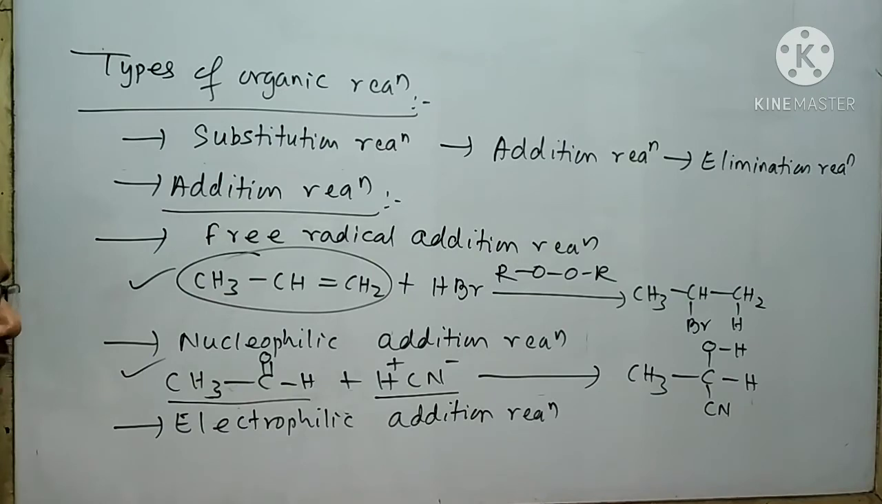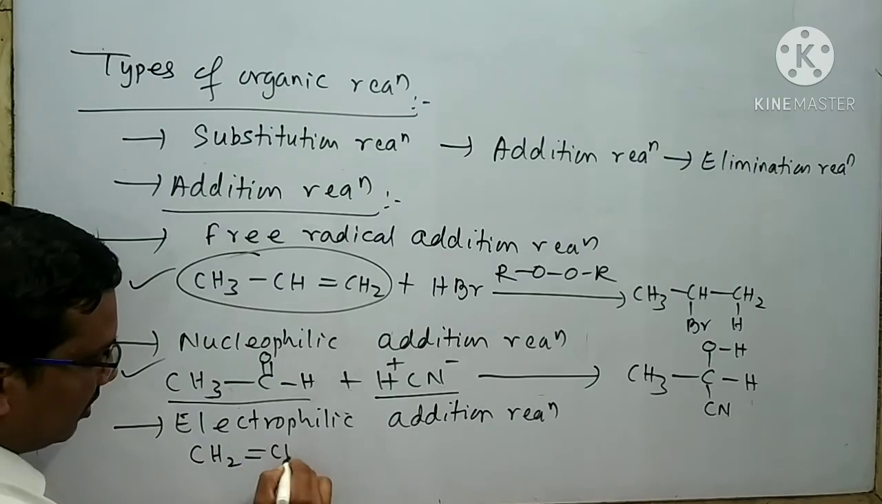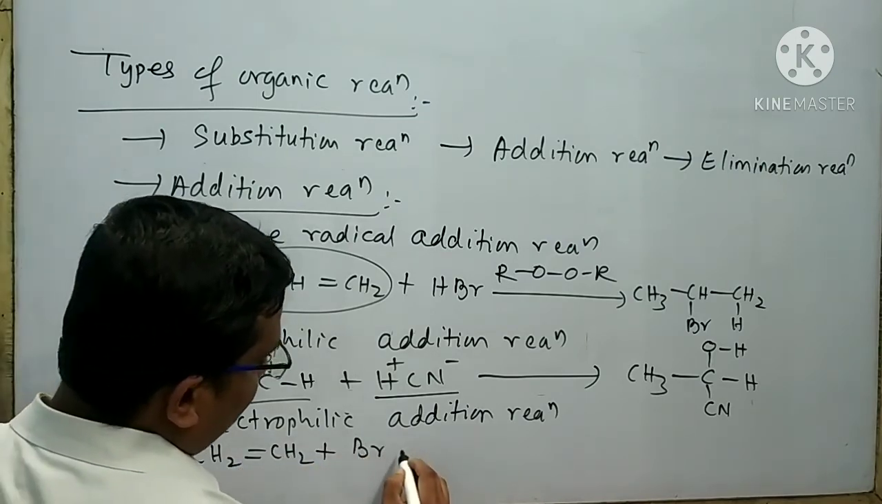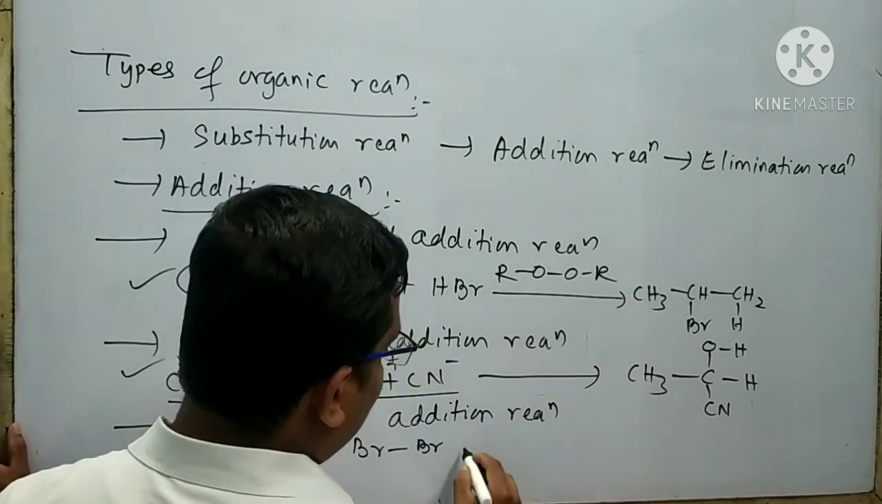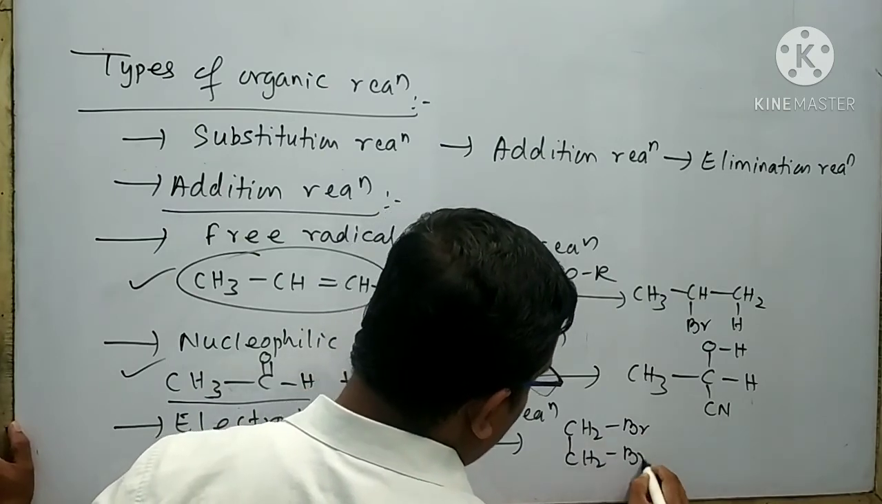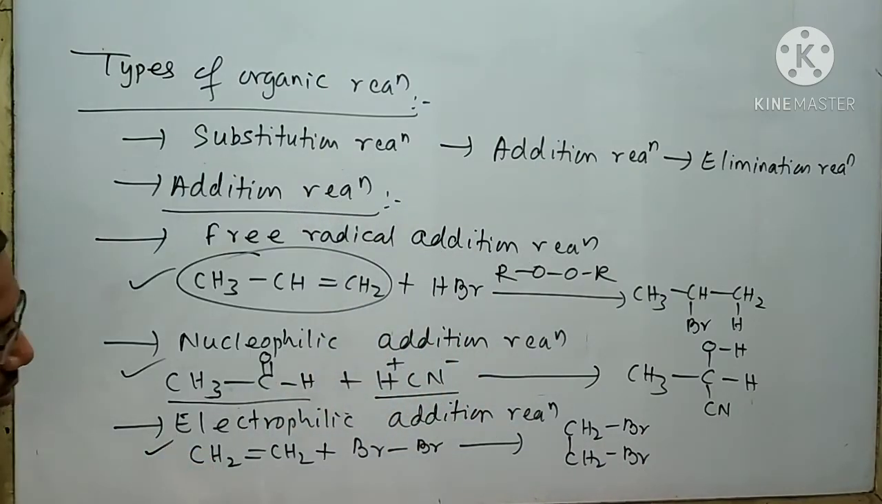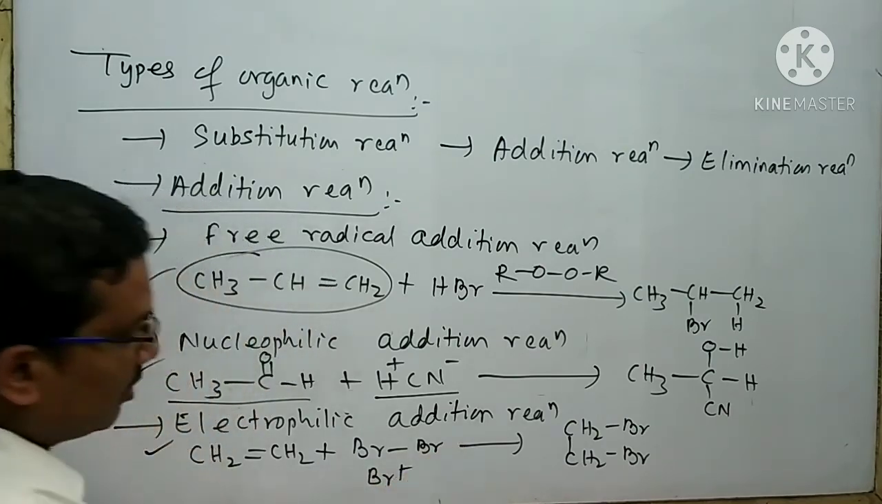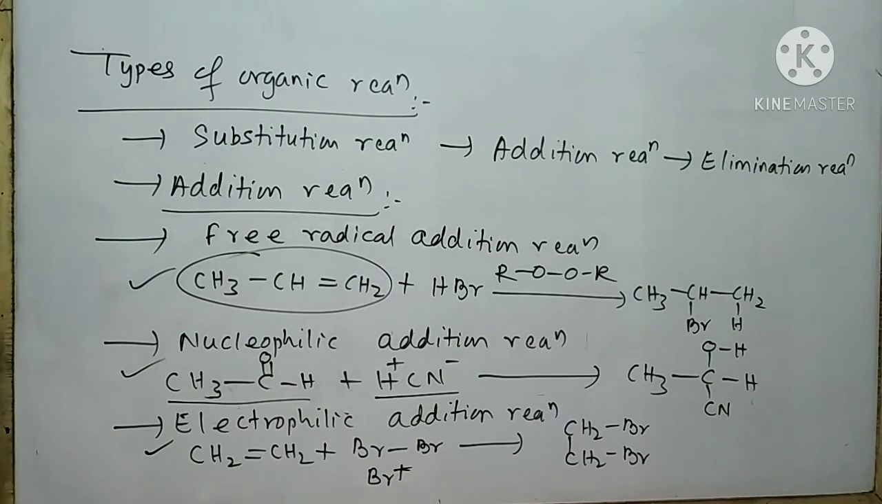Next I will explain about the electrophilic addition reaction. Suppose we take an example. CH2=CH2 plus bromine molecule gives CH2Br-CH2Br. In this reaction, the electrophile Br plus plays an important role. So this type of reaction is called electrophilic addition reaction. In this reaction, the electrophile Br plus adds first to this organic compound to form this organic compound.